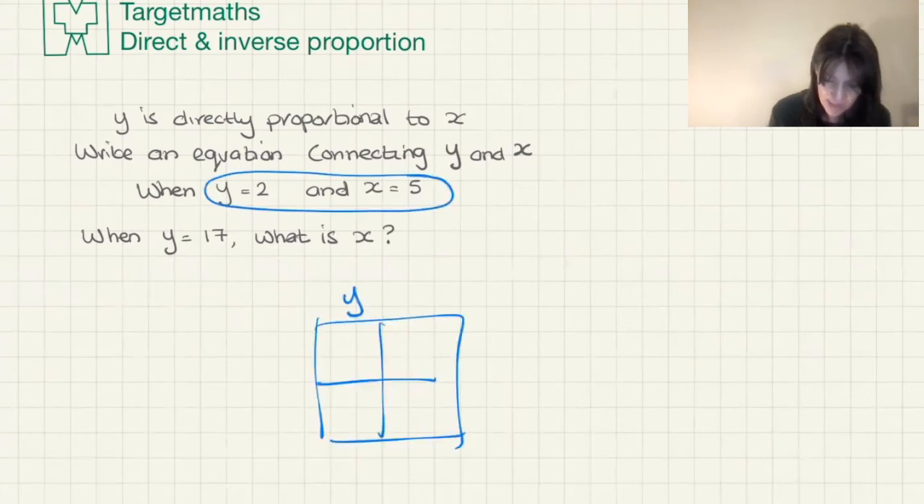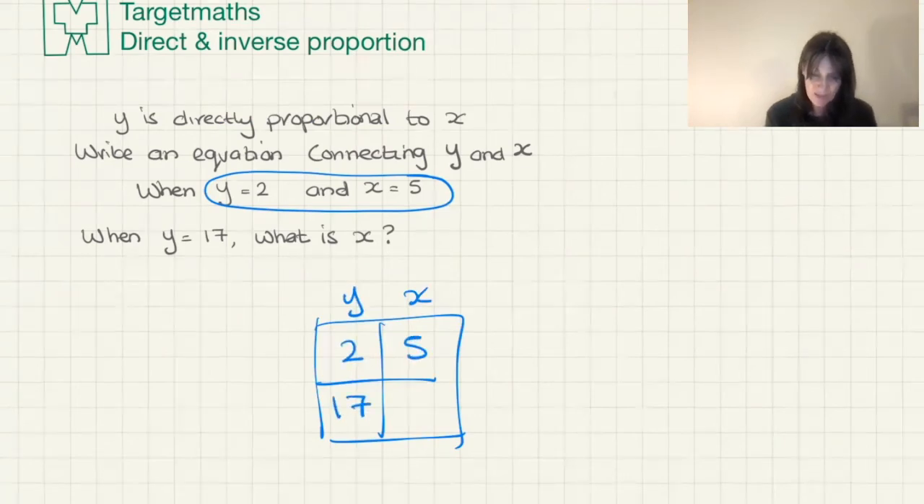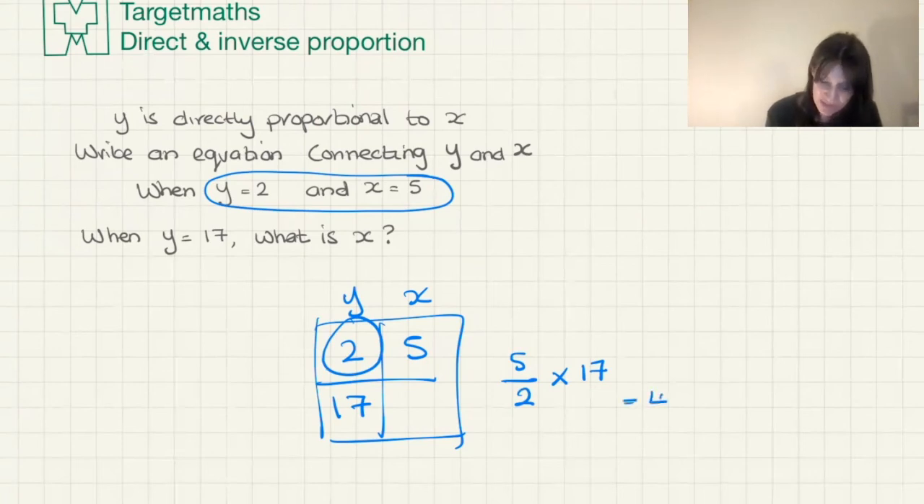So I've got Y and I've got X, 2 and 5. And I know I've got to find X when Y is 17. Divide by the trap number, put the others anywhere that you want to, and you will get the same answer. Okay, so you can pop that in your calculator if you would like to. Okay, and you will get 42.5 coming out of that. So it's a really good go-to.